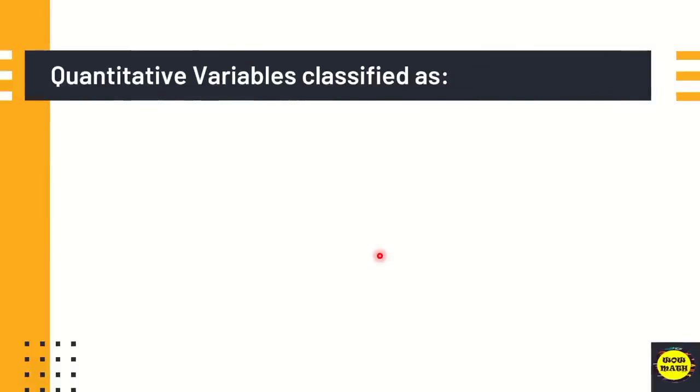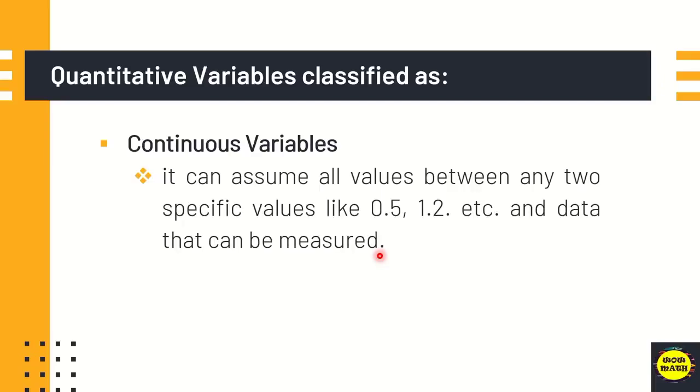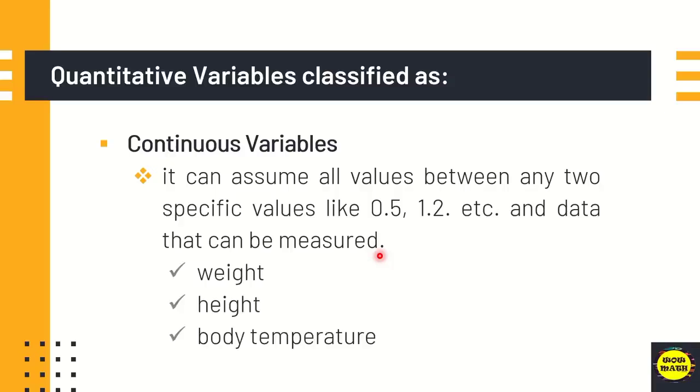The other quantitative variable is the continuous variable. So when you say continuous variables, it can assume all values between any two specific values like 0.5, 1.2, etc. And data can be measured. So for example, weight, height, body temperature. So, para mas madaling tandaan, kung malilito kayo sa discrete and continuous, pag discrete, that is countable. Pag continuous, it is necessary na magkakaroon ka ng decimal. Okay?